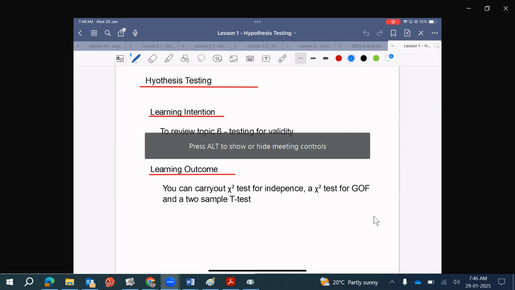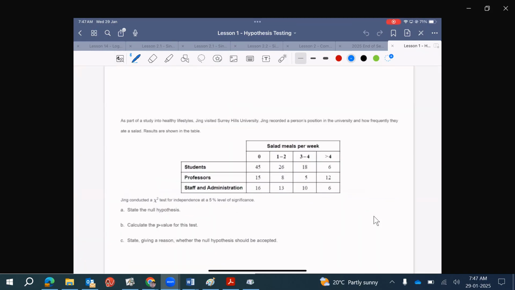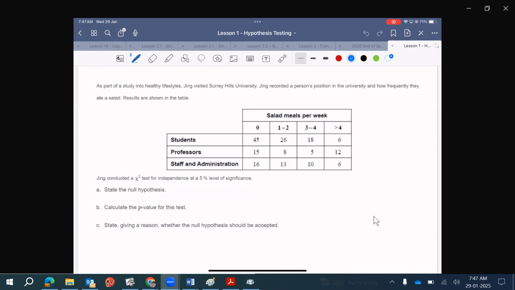Sorry. Today we're looking at hypothesis testing, and our goal is that you can carry out a chi-squared test, a chi-squared goodness of fit test, and a two-sample t-test using TI-inspired calculators. So here's our first question.